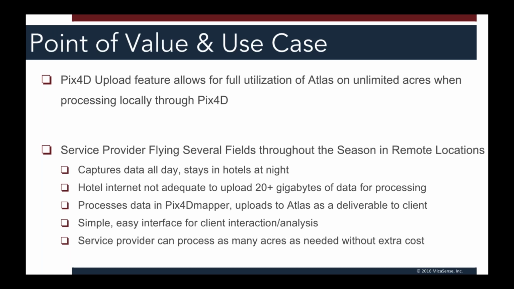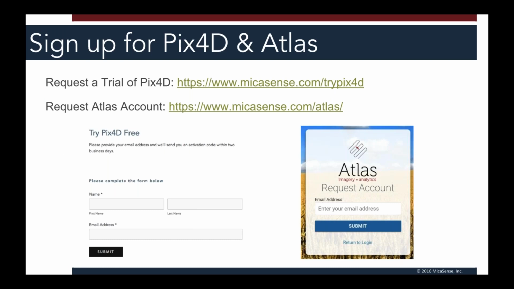The hotel internet is not adequate to upload 20, 30, 40 gigabytes of data for cloud-based processing. So he's processing the data in Pix4D Mapper. Once the data is processed, he can upload the geotiff to Atlas as a deliverable to the client. And Atlas gives him a simple, easy interface for client interaction and analysis of that data. Another thing is the service provider can process as many acres as needed without the extra cost of processing.